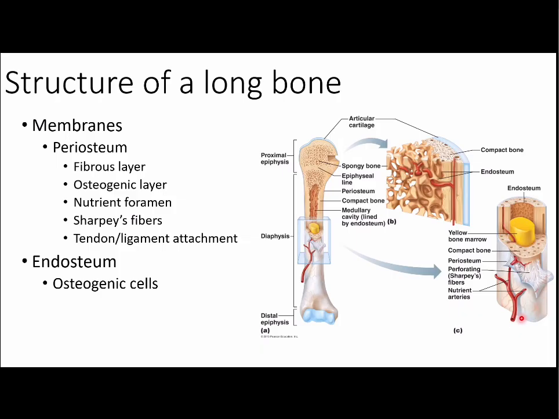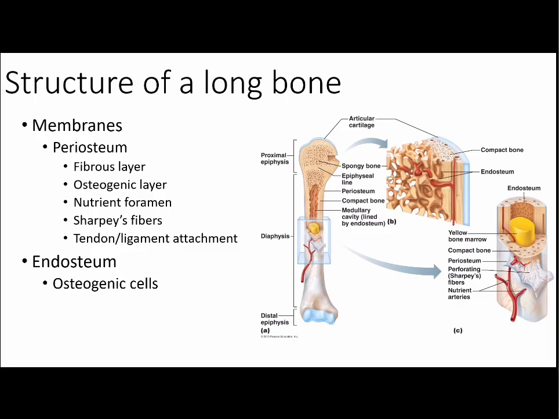We actually have nutrient arteries coming right in here. But there's also a hole in that periosteum and then a hole in our diaphysis called the nutrient foramen. And that is how we actually get blood supply into our bone, through that nutrient foramen. So that's where our nutrient artery and vein enter to supply blood to the bone marrow and to the rest of the bone.